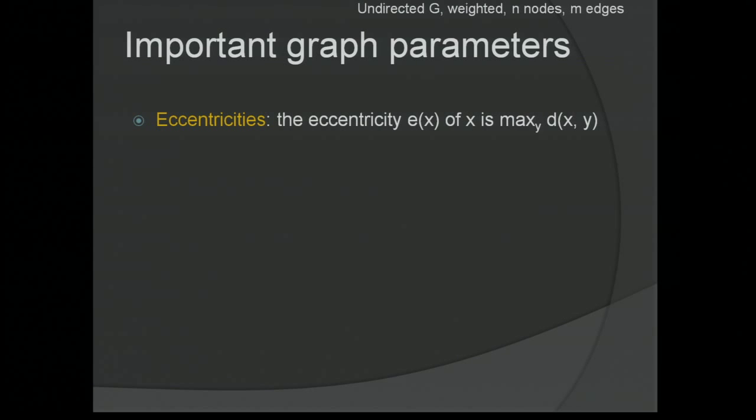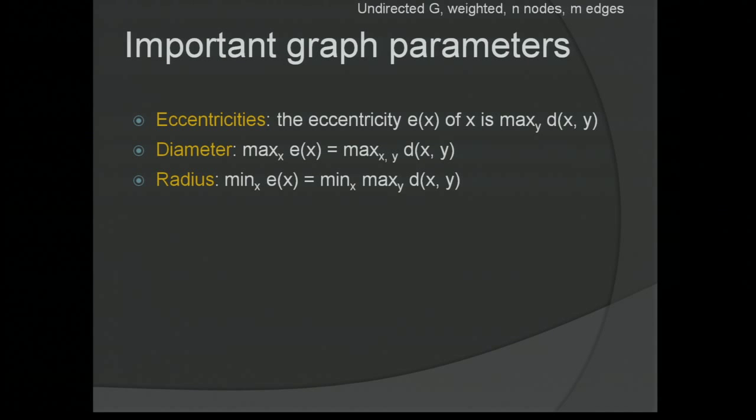Now, given that we know what eccentricities are, we can now define a few more parameters. One of them is the diameter. This is the maximum eccentricity, also known as the maximum distance in the graph. Then we also have the minimum eccentricity, which is the radius of the graph. So the center of a graph is a node that can reach all the nodes within the minimum distance. And this minimum distance for which a node can reach all the other nodes is called the radius of a graph. And it's the minimum eccentricity.